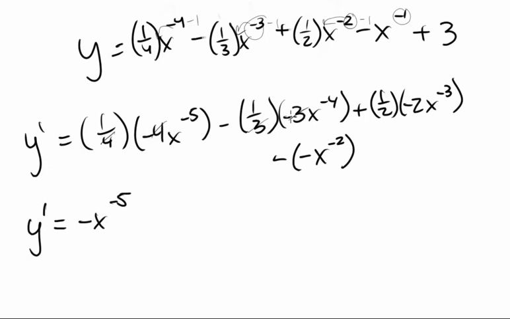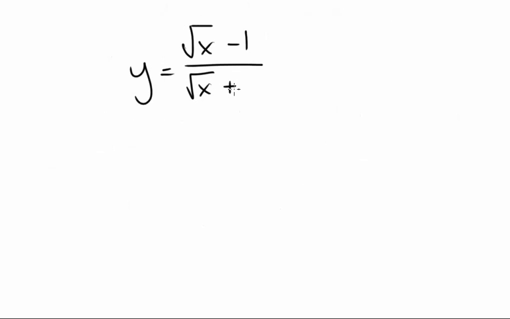Then 3 cancel with that, we still got the negative, and this negative becomes positive, so we get plus x to the minus 4. 2 cancel with that, negative stays, we get minus x to the minus 3, and then that negative becomes positive, so plus x to the minus 2. Alright, so there's a derivative. Now the main thing that changed here is the fact that we had negative exponents this time instead of only positive exponents. However, it still works the same way.